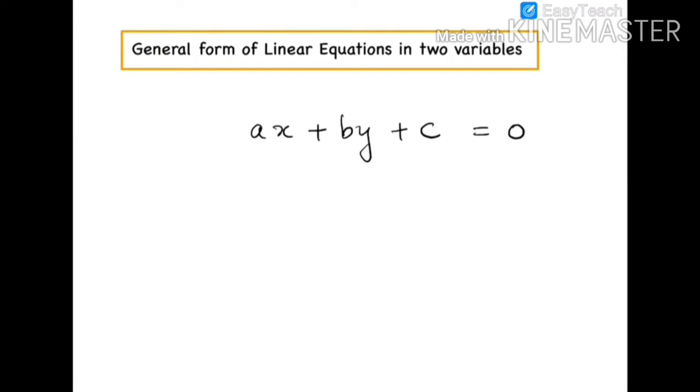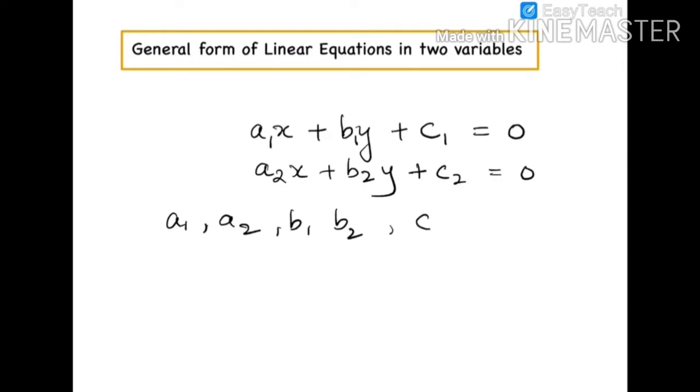Since we have two equations, we will write the first equation as a1x plus b1y plus c1 equal to 0 and the second equation as a2x plus b2y plus c2 equal to 0, where a1, a2, b1, b2 and c1 and c2 are real numbers. a1, a2 are coefficients of x, b1, b2 are coefficients of y and c1 and c2 are constants.